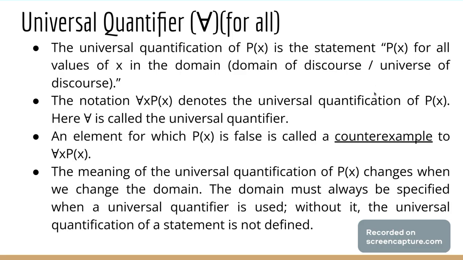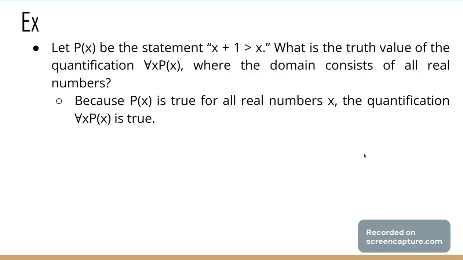Okay, so if I want to show that for all x, p of x does not hold, I only need to find one example which does not satisfy p of x, because we are claiming that for all x values in the universe, p of x holds. So if I want to show it's not true, I just need to find one example in the universe where p of x does not hold, and that is called the counter example.